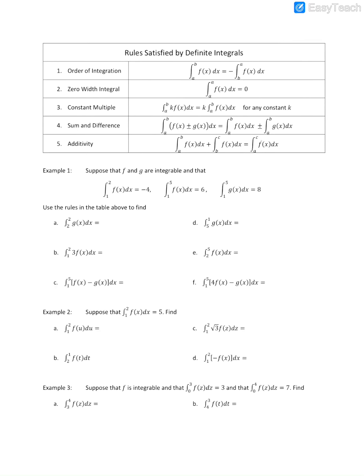So number 1, they're actually going to give us some information here. They're telling us the integral from 1 to 2 of f of x dx is -4.